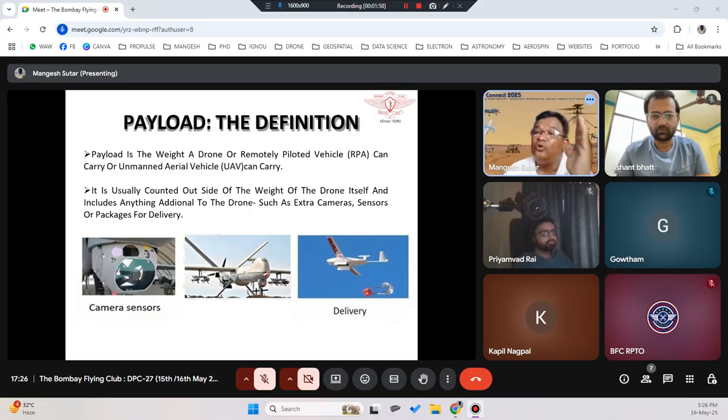So how do you calculate the total thrust of the drone? Suppose you have a hexacopter and a motor of 10 kg. What will be the total thrust? 10 into 6, 60 kgs. So what will be the capacity of your drone? 30. 30 kg. Right? Now you understood, right?